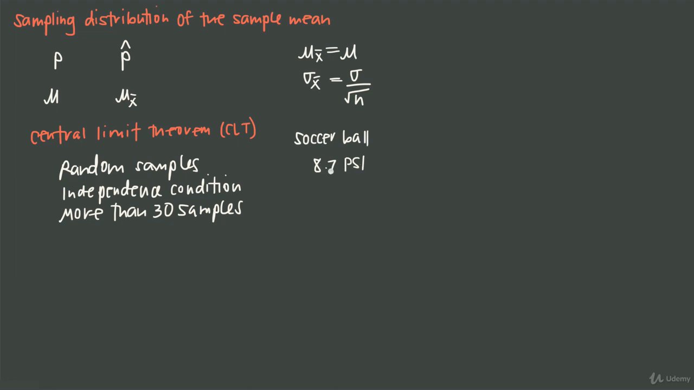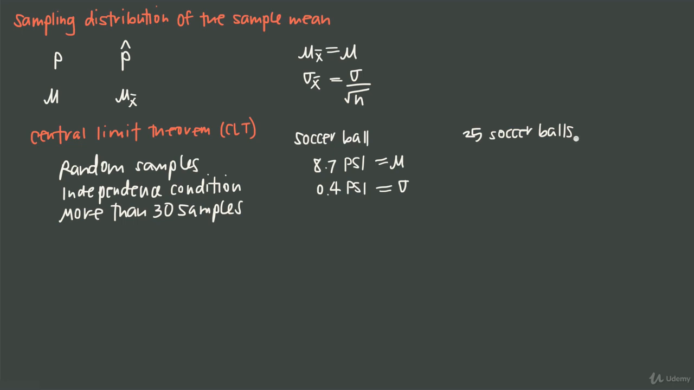So when they fill it up with air, they try to fill it to a mean of 8.7 pounds per square inch. And they have a standard deviation of 0.4 pounds per square inch for all of their soccer balls. So we would call 8.7 mu, the mean of the original population, and we would call 0.4 the standard deviation of the original population. Now, the company's doing some quality assurance, and so they randomly select 25 soccer balls, and they're going to go ahead and check the pressure.